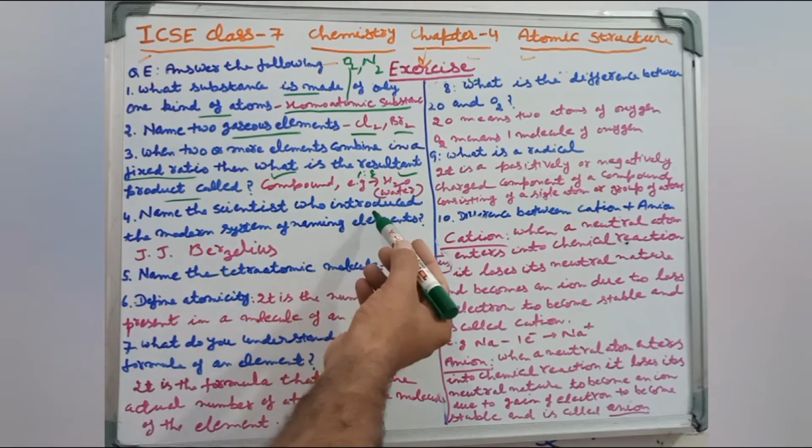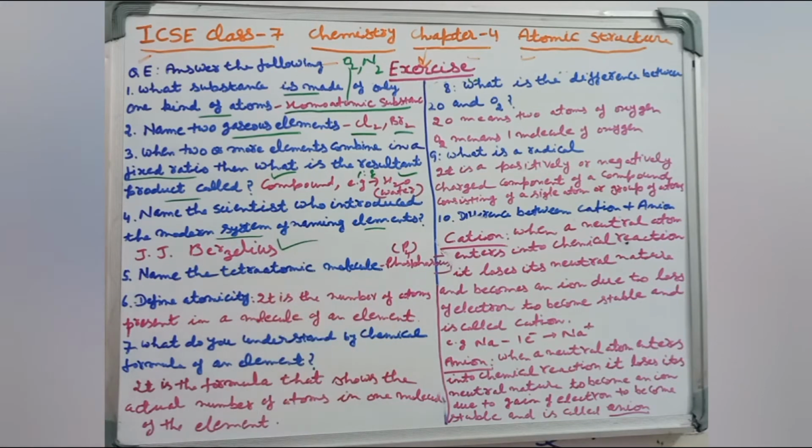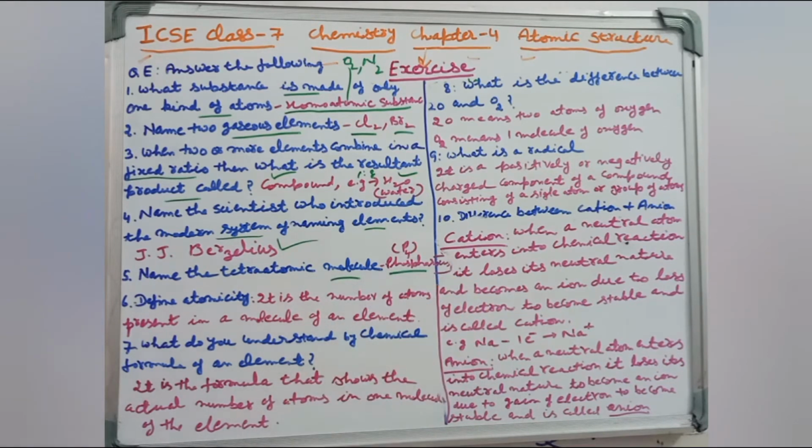Name the scientist who introduced the modern system of naming elements. It was J.J. Berzelius. Right? Next question: name a tetraatomic molecule. It is phosphorus, P4. Define atomicity. Atomicity is the number of atoms present in a molecule of an element. Right? What do you understand by the chemical formula of an element? It is the formula that shows the actual number of atoms in one molecule of the element. Right?